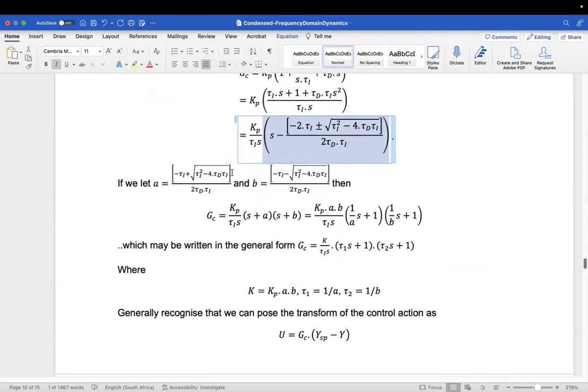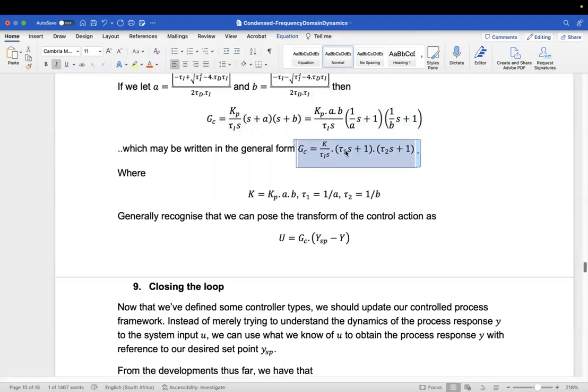And so if we just define A and B to be those 2 roots, then we recognize we have a form like this. And if we think about this form, we can rewrite it. If we let tau 1 be 1 over A, then we've got tau 1 times s plus 1. And if we let tau 2 be 1 over B, then this is tau 2 s plus 1. So we can rewrite the whole equation like this. And of course, we've retained the denominator here, tau I s, and the Kp, we also have to extract that here. So that's our GC. Okay, so that's what it looks like for the PID controller.